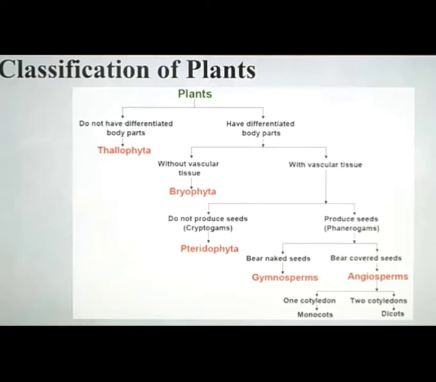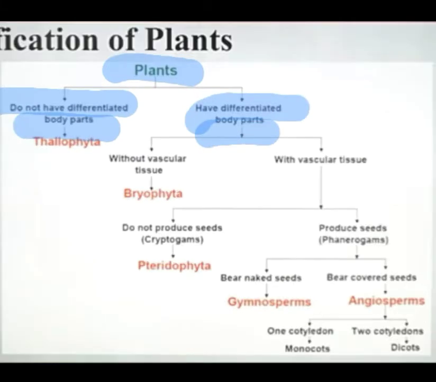So this is the chart. As we can see here, the plant is divided into two. First criteria, differentiation of body parts: do not have differentiated body parts, have differentiated body parts. Those who do not have differentiated body parts are called Thallophyta, and those who have differentiated body parts are again divided into two. The second criteria, vascular tissues. So without vascular tissues and with vascular tissues. Without vascular tissues, the plants are known as Bryophyta, and with vascular tissues, the plants are again divided into two.